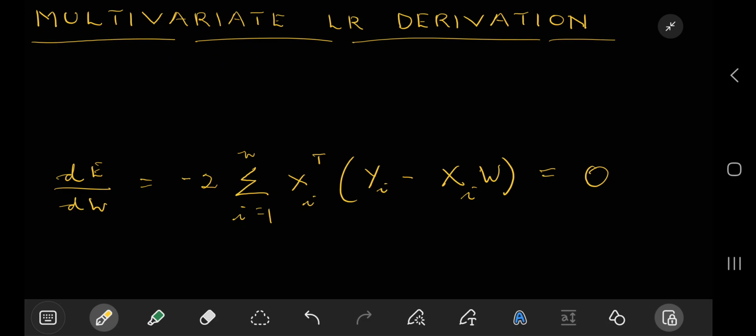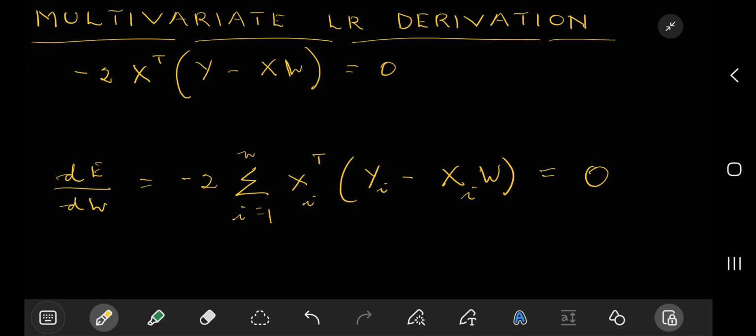I am going to convert this into totally matrix form. I am going to remove this summation sign. I just wrote summation separately so that you understand what terms we are summing. For each of the n, you have to take the sum. So if I take it totally into matrix form, it will become minus 2 into X transpose into (Y minus XW) is equal to 0.